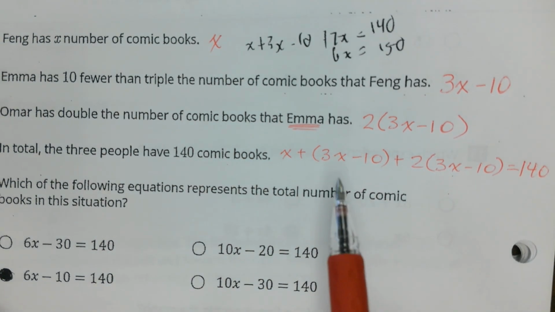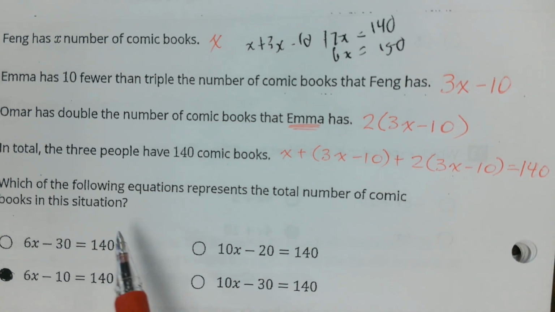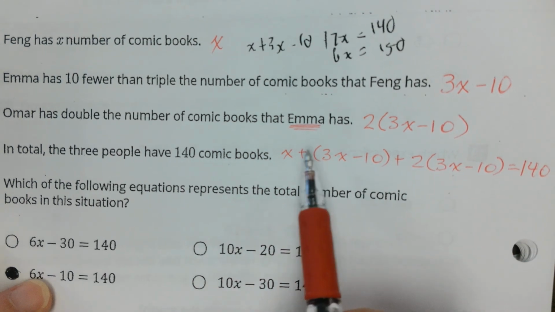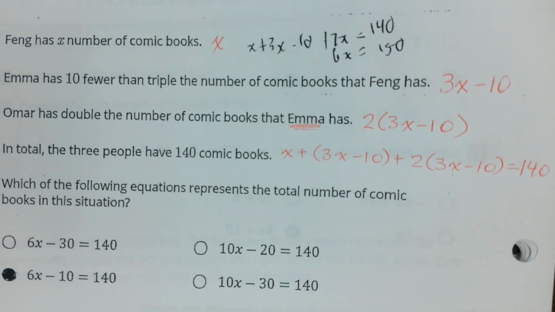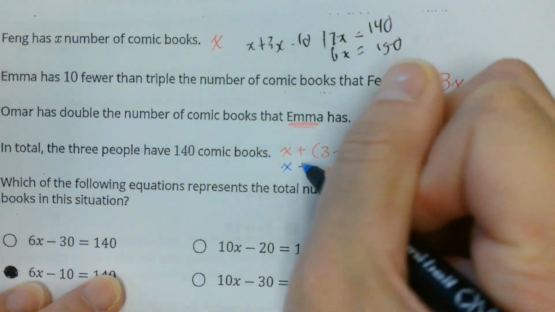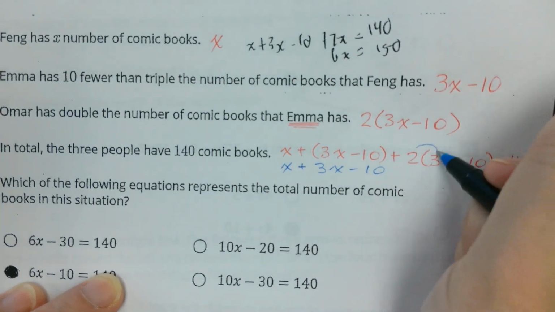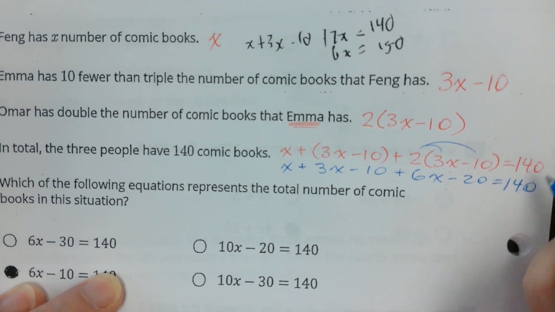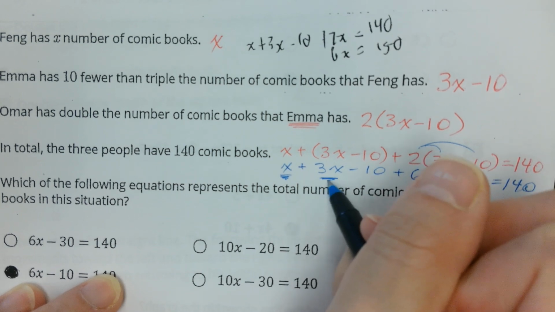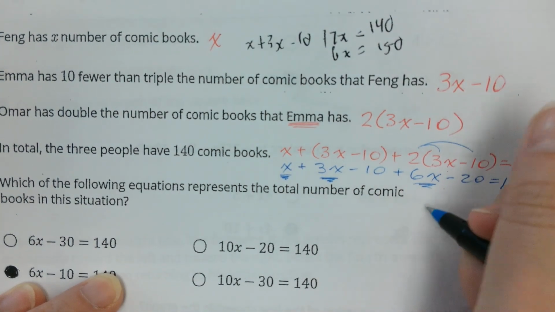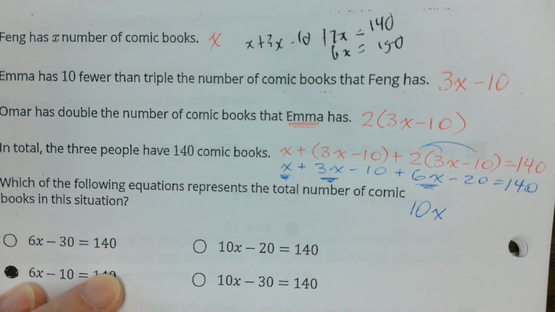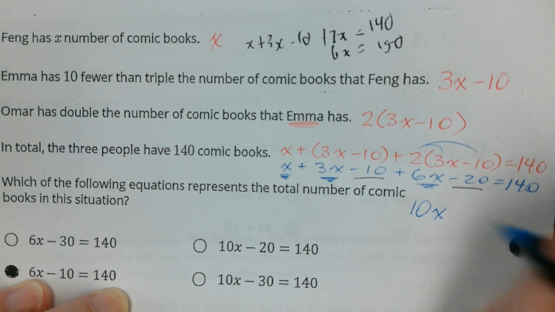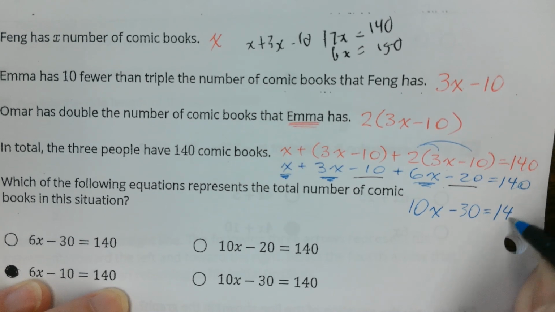Okay, and so you can see none of it is like this because they want you to simplify it. So let me solve it. x plus 3x minus 10, distribute, so plus 6x minus 20 equals 140. If you simplify, this and this go together, so you have 10x, and this and this go together, so you have minus 30 equals 140.